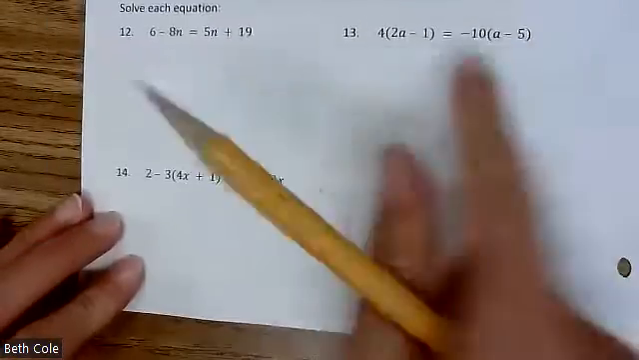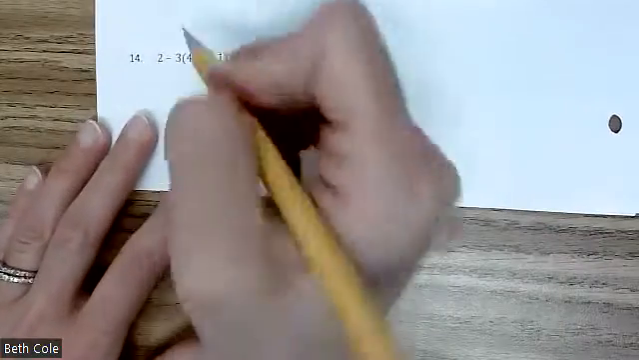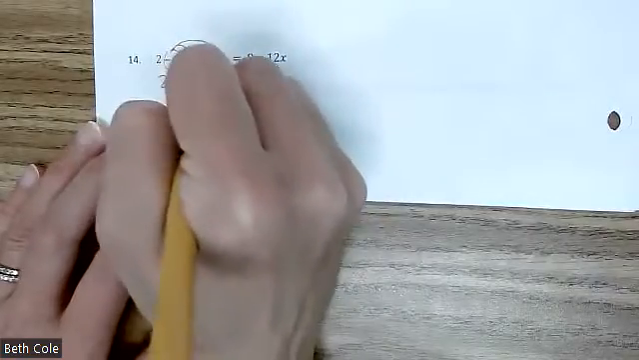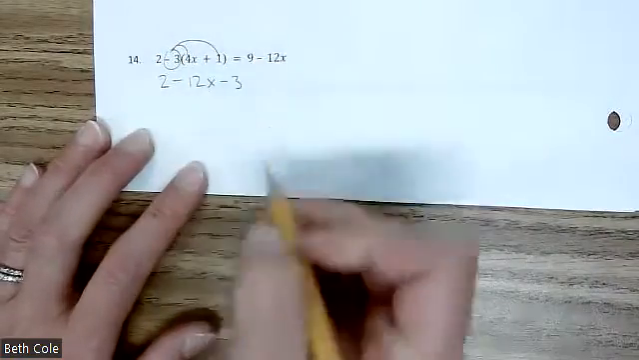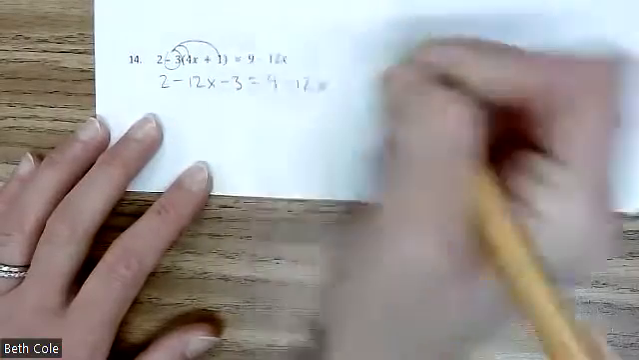Now let's pick one of these three. Actually, let's do 14. Okay, so we're gonna look at number 14. Now, be careful, you're gonna distribute not a 3, but a -3. Good. So that will be 2 minus 12x minus 3, because -3 times 1 will give you -3, equals, and then you basically just need to copy the rest of that.